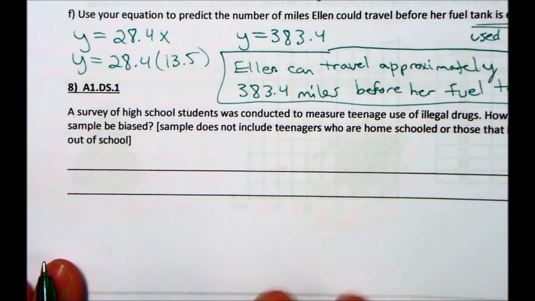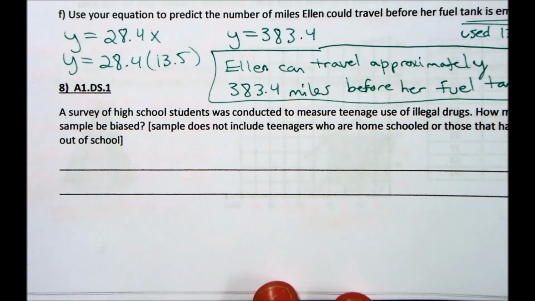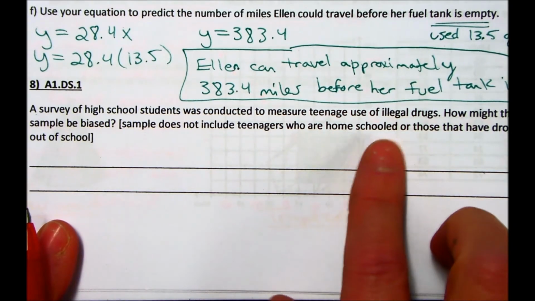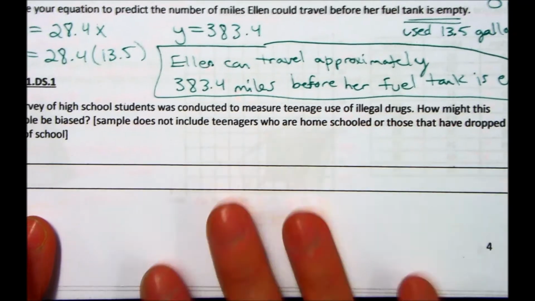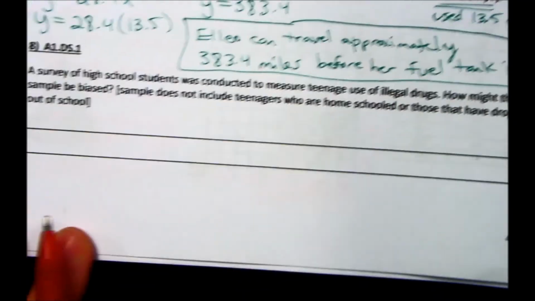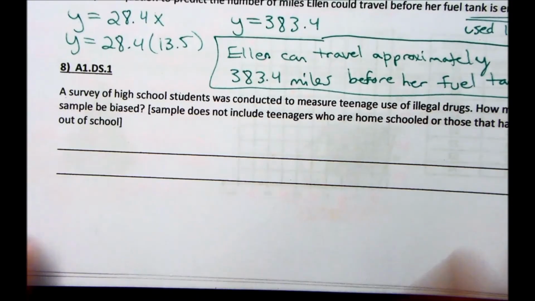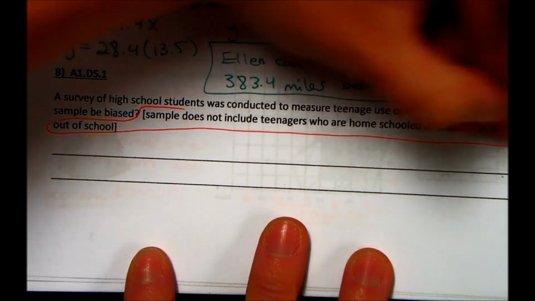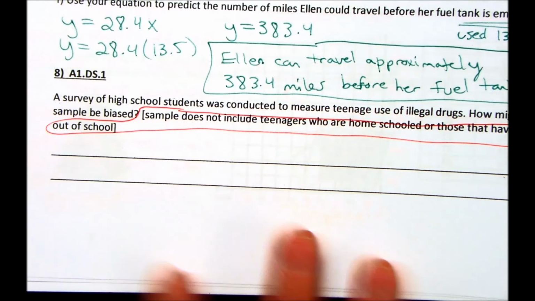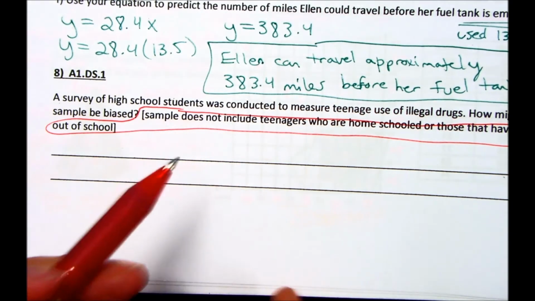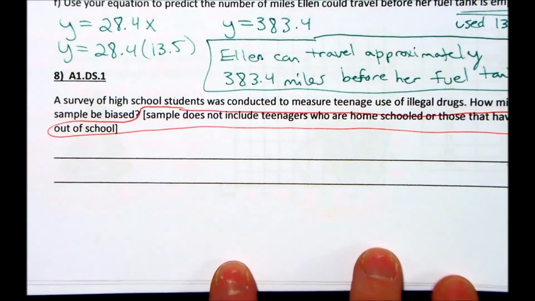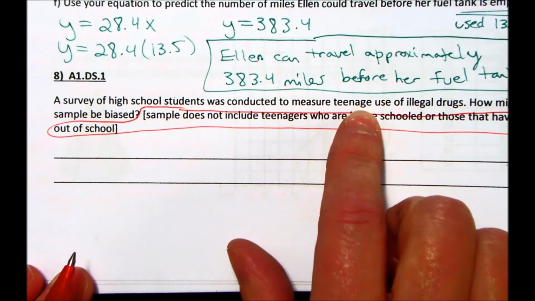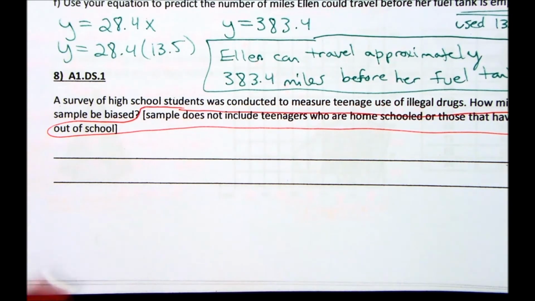Okay, the next problem here says a survey of high school students was conducted to measure teenage use of illegal drugs. How might this sample be biased? So as I was reading this, I realized they have the answer right here. So basically it would be biased because it would not include all the teenagers. So they're saying this is measuring teenage use. So teenage use means all teenagers.